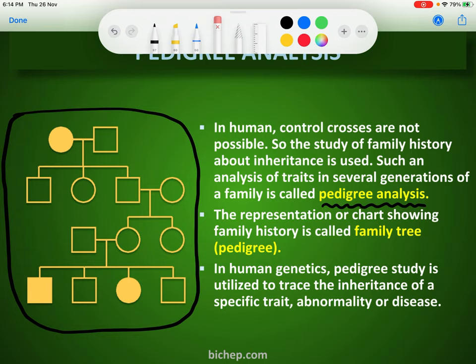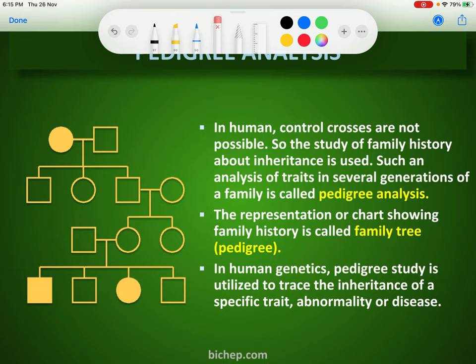The representation of a chart showing family history is called a family tree or the pedigree. In human genetics, pedigree study is utilized to trace the inheritance of a specific trait, abnormality, or disease. So this is the use of pedigree. We can trace the inheritance. We can conclude whether the next generation has the possibility of having that abnormality or not. Or if somebody is having it, from where it has actually arrived. That is how we can trace the entire inheritance of that particular trait by using pedigree analysis.